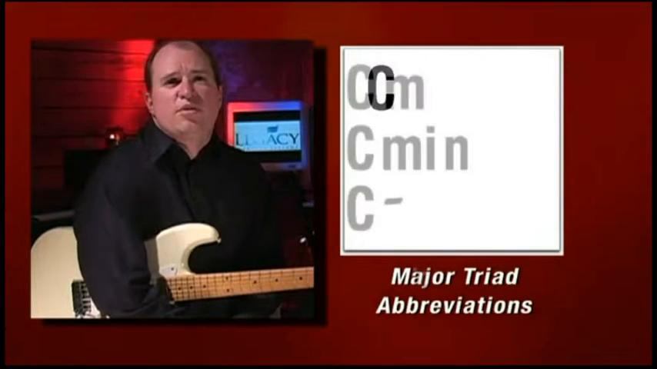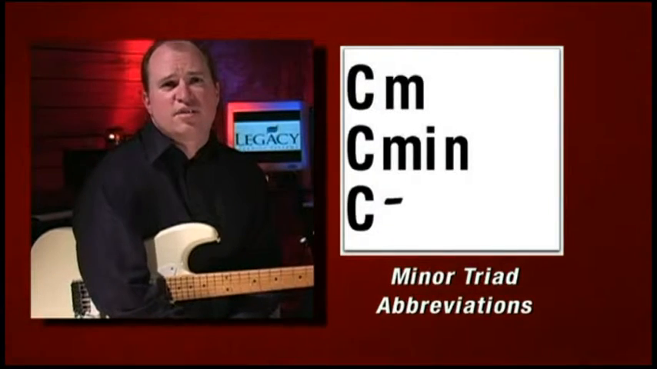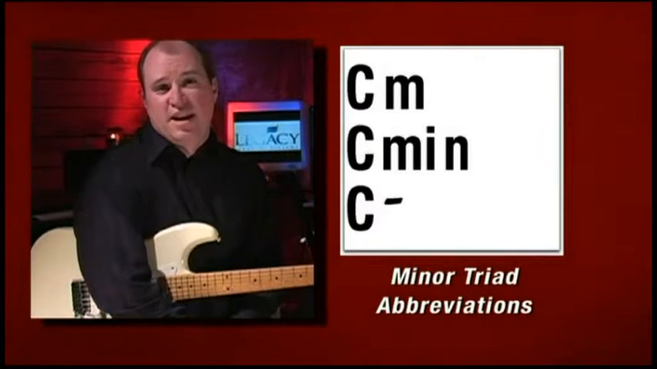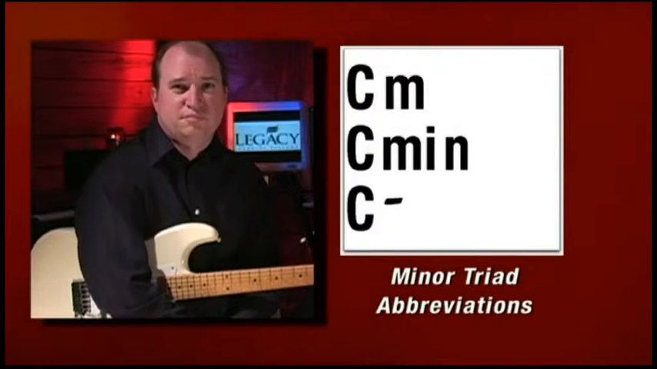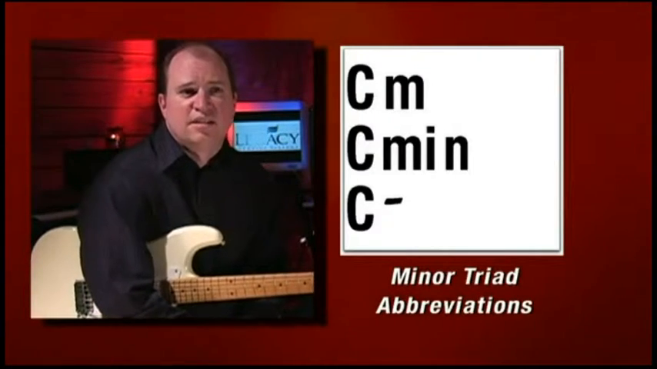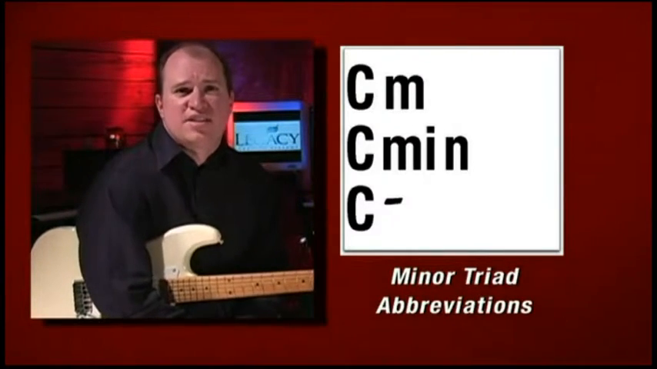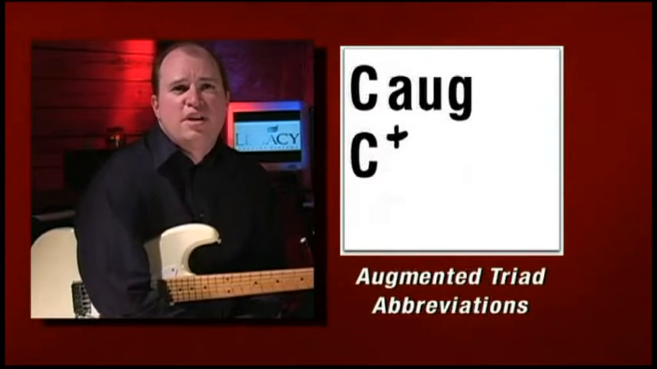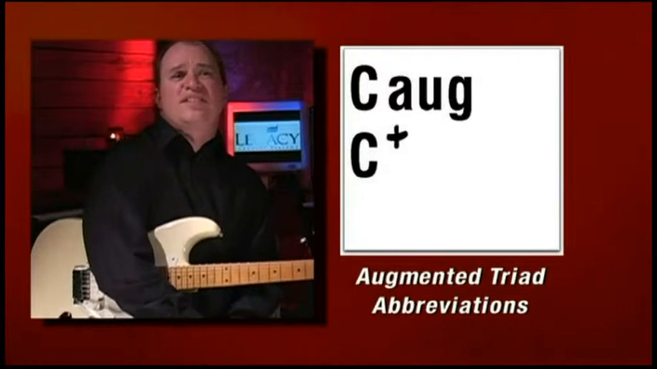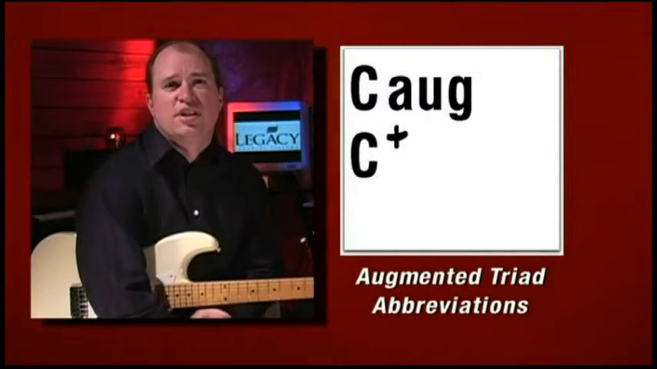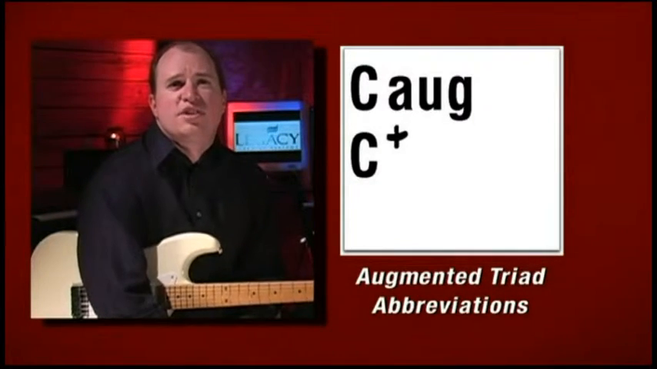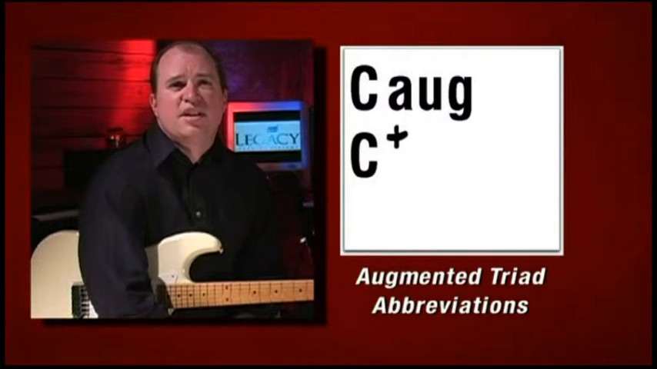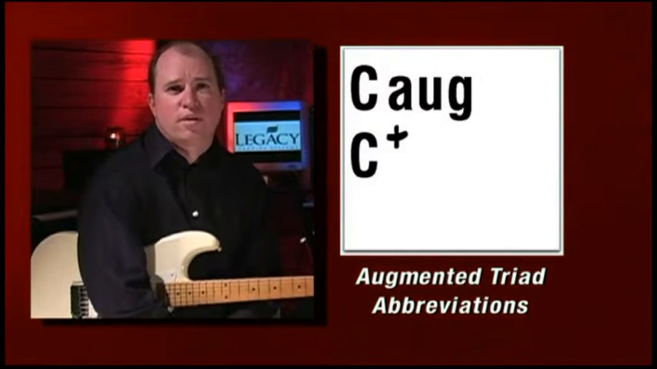Now, if you're dealing with a minor chord in triads, some of the abbreviations you might see would be a C with an M by it, that would be minor, or C, M-I-N, or maybe even a C with a minus sign. That's kind of a jazz way of writing it. Augmented chords, sometimes you'll see C, A-U-G, the abbreviation for that. Sometimes you'll see just a plus sign. The plus sign is telling you that that is an augmented chord.